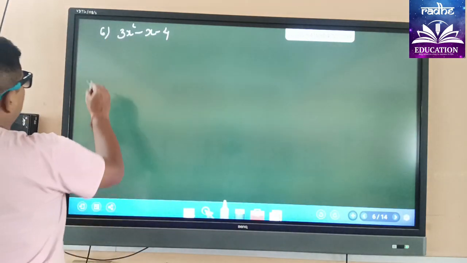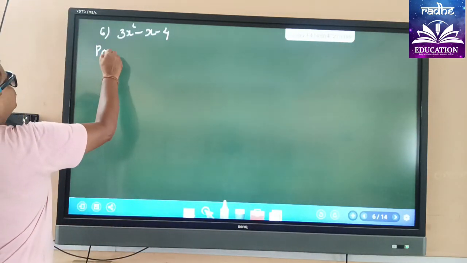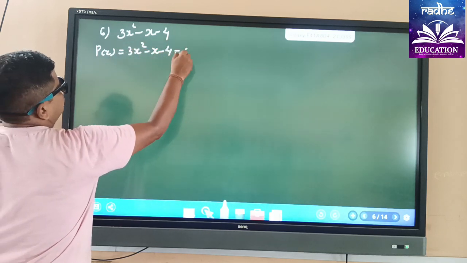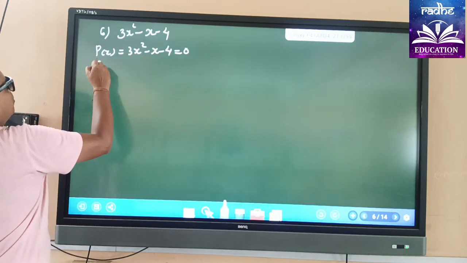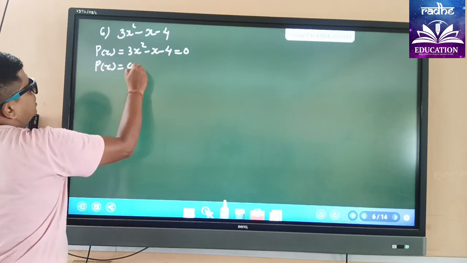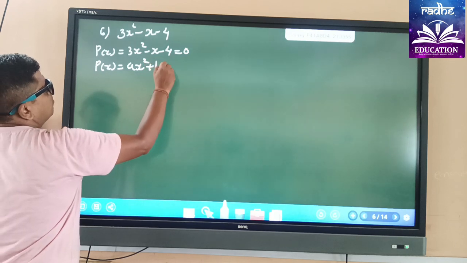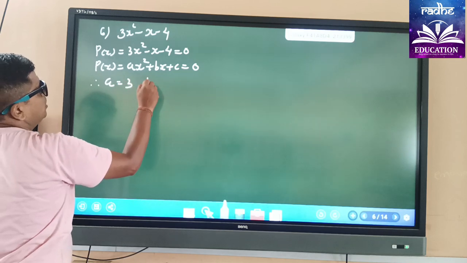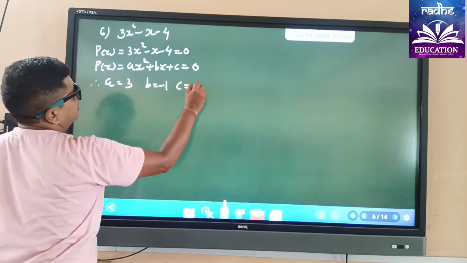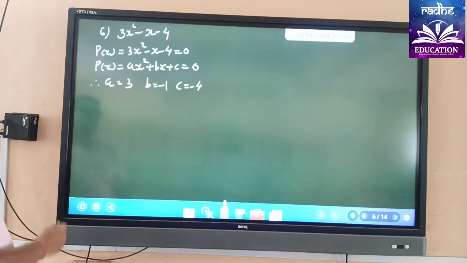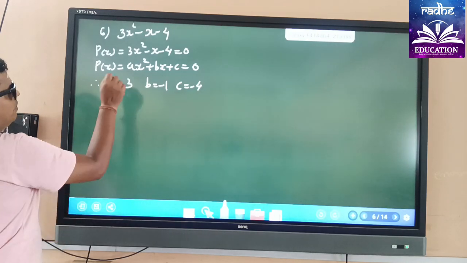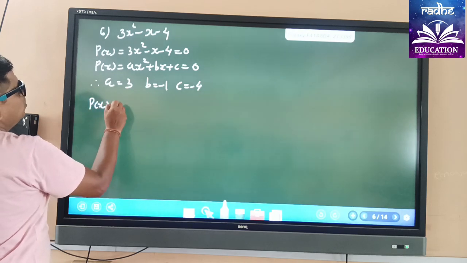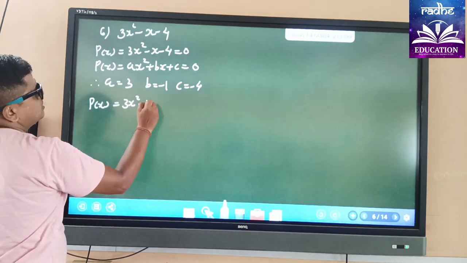We have another sum, that is p(x) equals 3x square minus x minus 4 equals 0. We compare it with the standard form, that is ax square plus bx plus c equals 0. Therefore, we get a equals 3, b equals minus 1 and c equals minus 4. Correct here? Now we try to factorize it. So p(x) equals 3x square minus x minus 4.